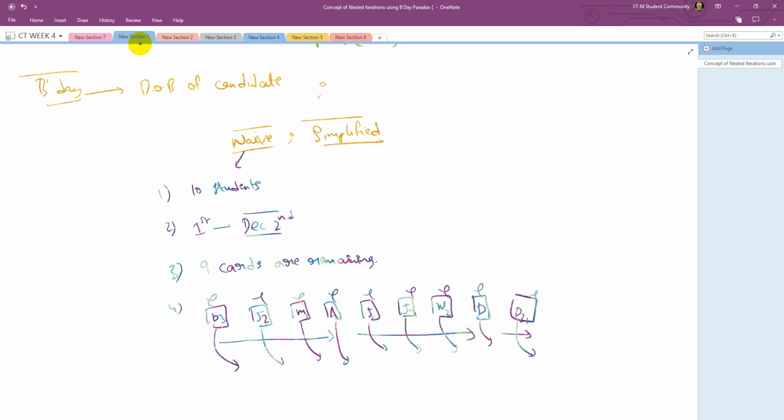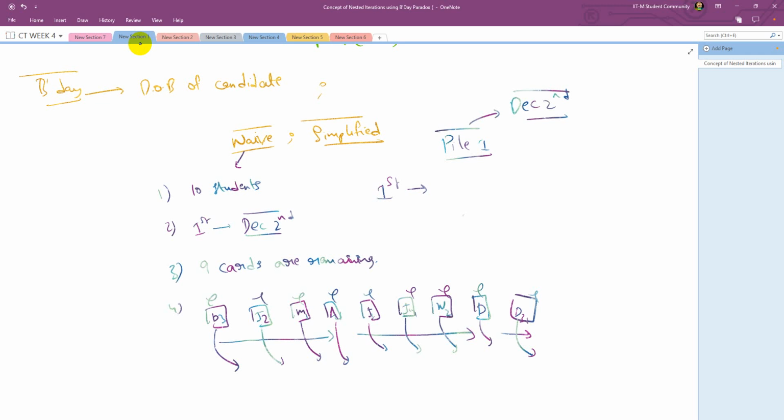What did we do here? We took the first card into consideration. We opted for the first card and kept it aside. From the pile 1, we took the first card which has December 2nd as the birthday, and we kept all the remaining 9 cards into pile number 2.